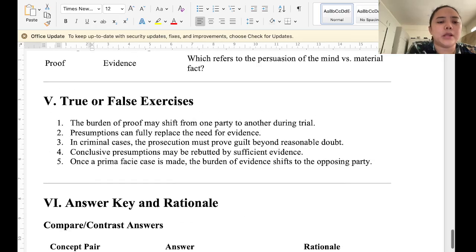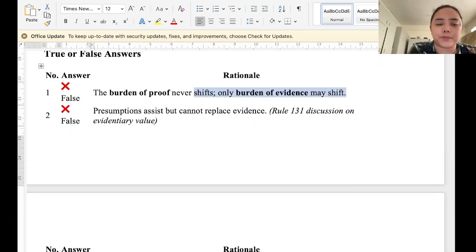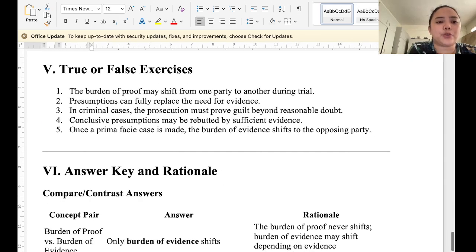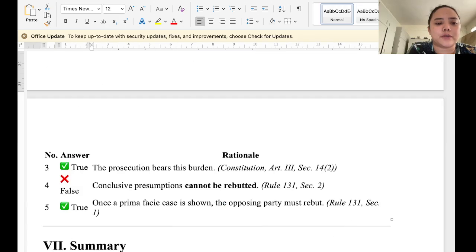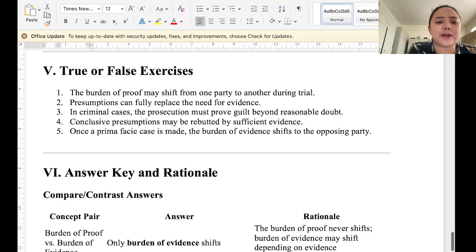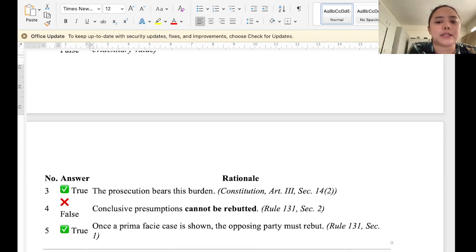Remember this. In criminal cases, the prosecution must prove guilt beyond reasonable doubt. Answer, true. The prosecution bears this burden. Fourth question, conclusive presumptions may be rebutted by sufficient evidence. Answer is false. They cannot be rebutted, class, when you say conclusive presumptions. Once a prima facie case is made, the burden of evidence shifts to the opposing party. Answer is true, because it is the burden of the opposing party to rebut.